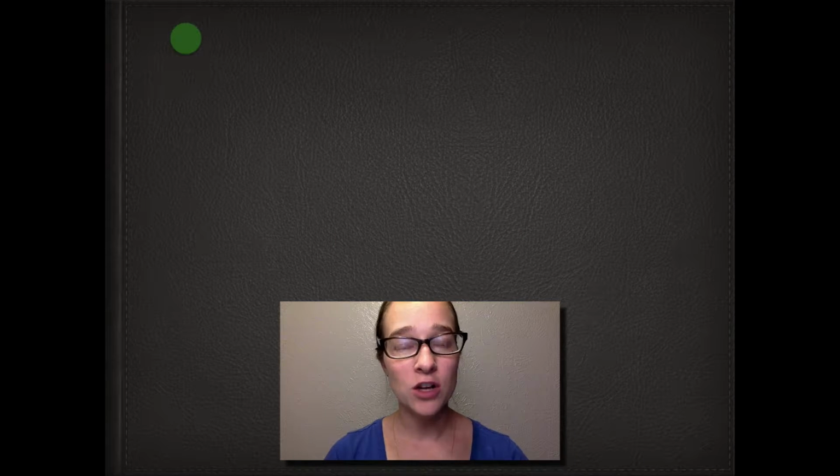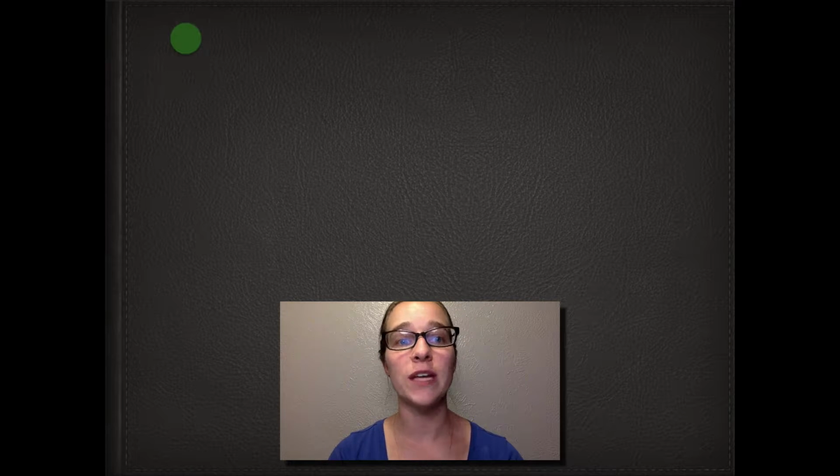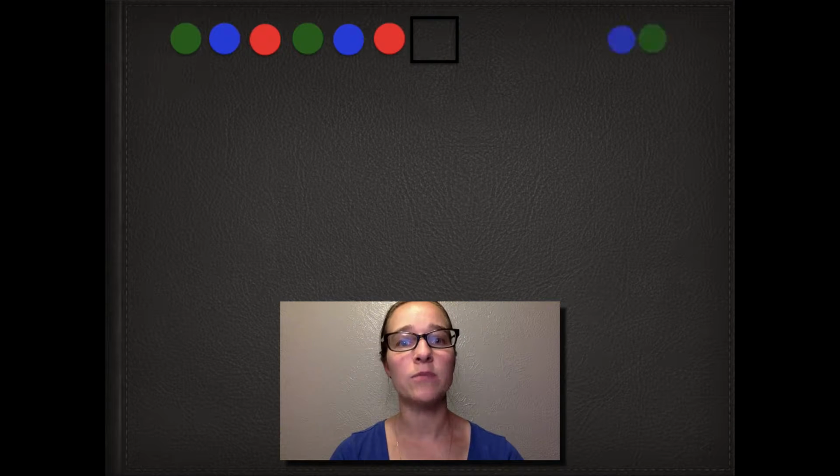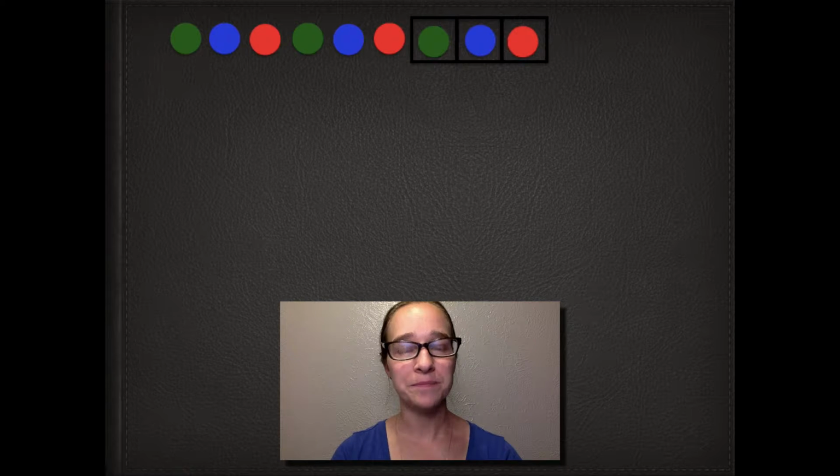We're going to start with a color pattern, and it's going to have three colors. Watch as I have them appear here. Green, blue, red. Green, blue, red. What would come next? Green, blue, red. Green. And what would come next? Green, blue, and finally red to complete our pattern.